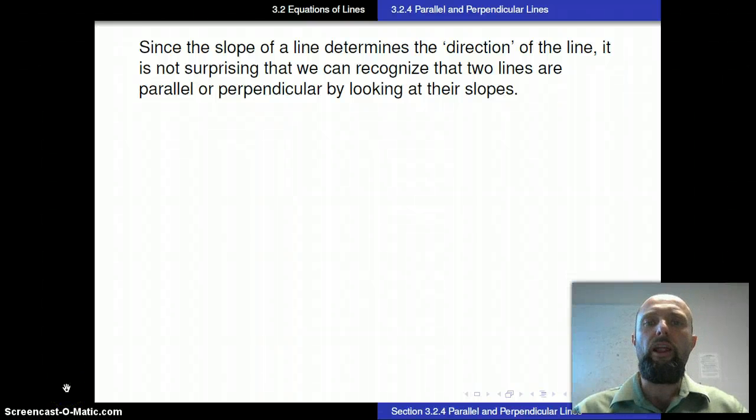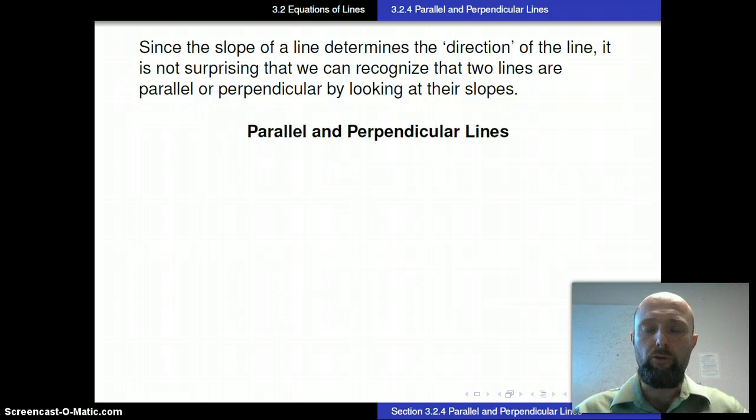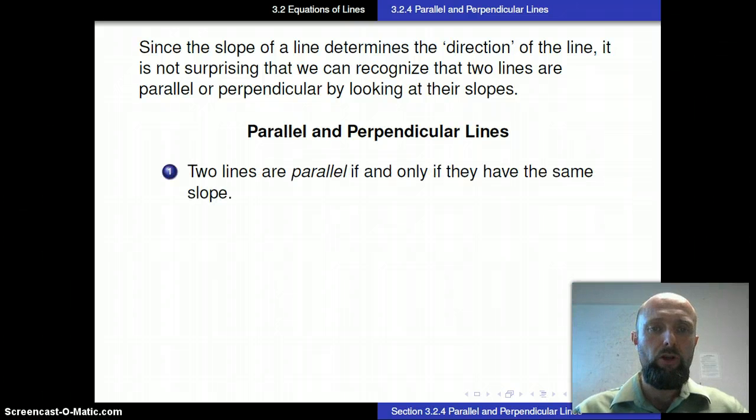Since the slope of a line determines the direction of the line, it is not surprising that we can recognize that two lines are parallel or perpendicular by looking at their slopes. And we have the following relation. Two lines are parallel if and only if they have the same slope. That is, m2 is equal to m1.